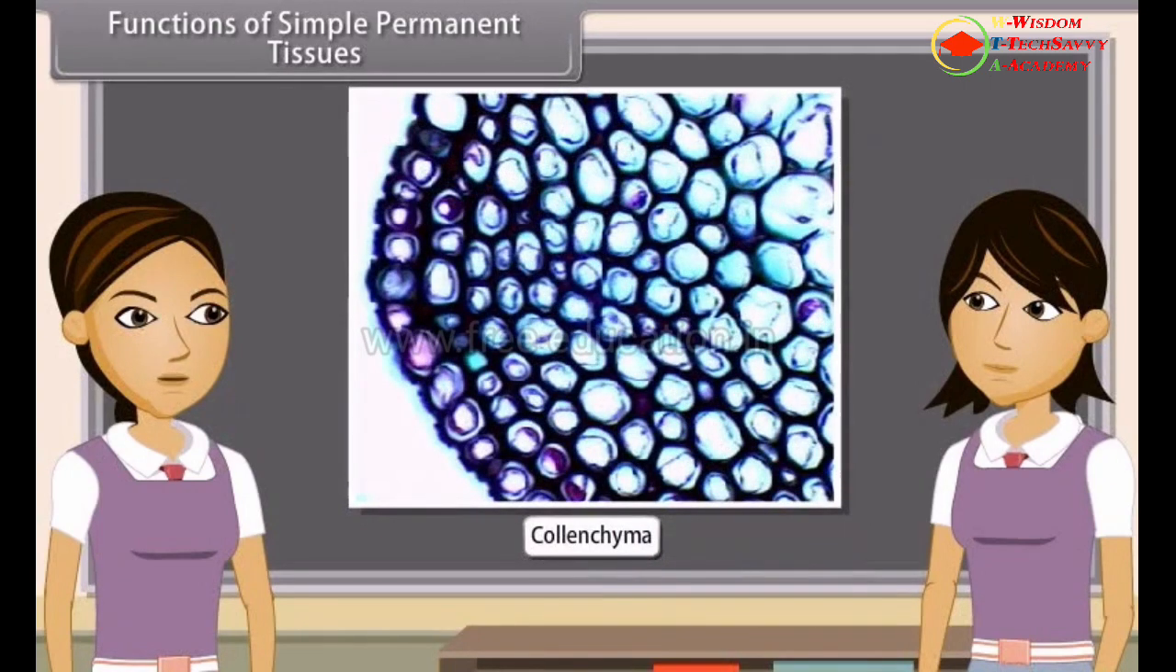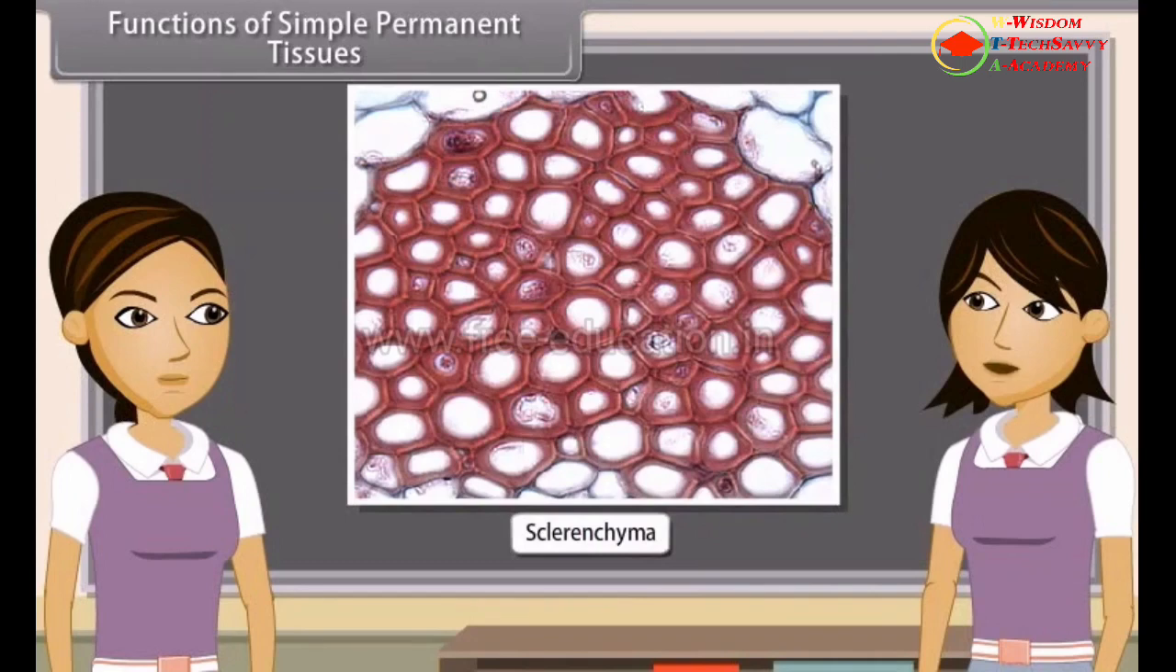Collenchyma is a mechanical tissue, so it provides mechanical support and elasticity. Sclerenchyma is mainly mechanical and protective in function. It gives strength, rigidity, flexibility, and elasticity to the plant body and thus enables it to withstand various strains.